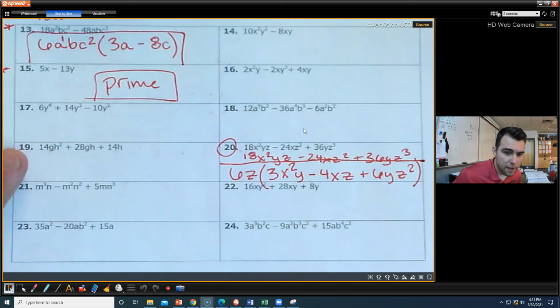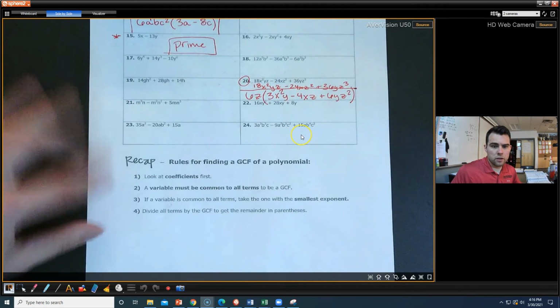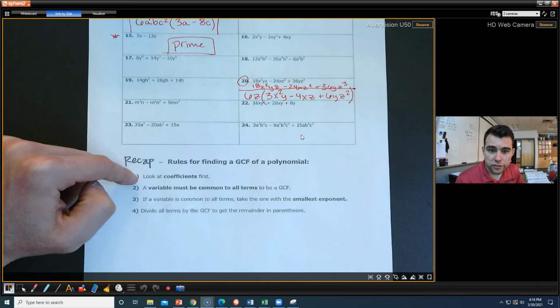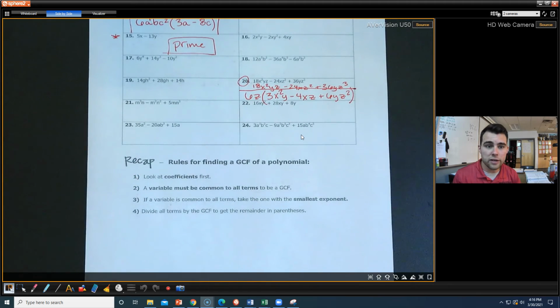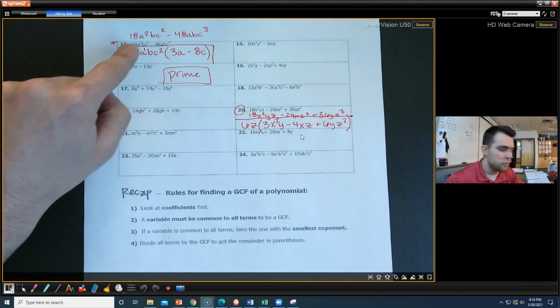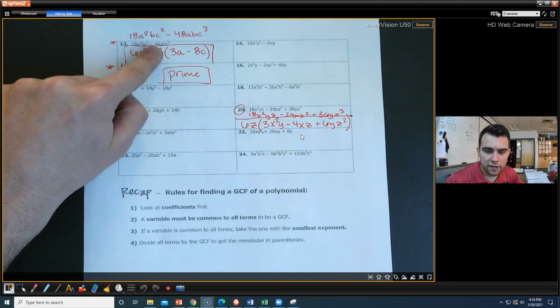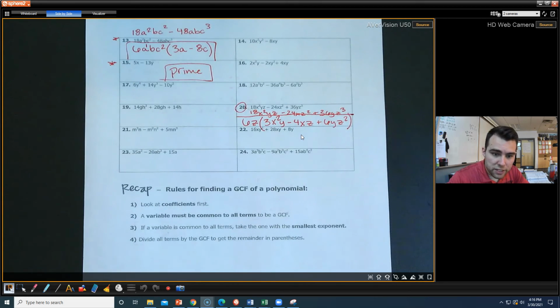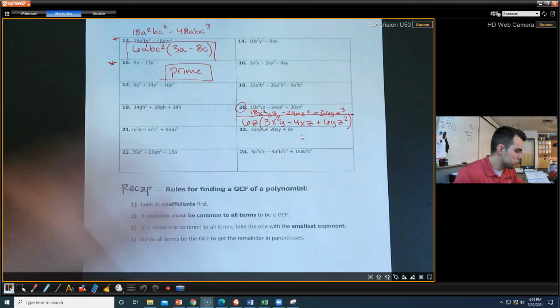So, for a recap, rules defining a GCF of a polynomial. Look at your coefficients first. It's kind of what we were doing every single time. We were looking to see, all right, what do our coefficients have in common? And we start there. Part 2, a variable must be in common to all terms to be GCF. And we saw that with number 20.